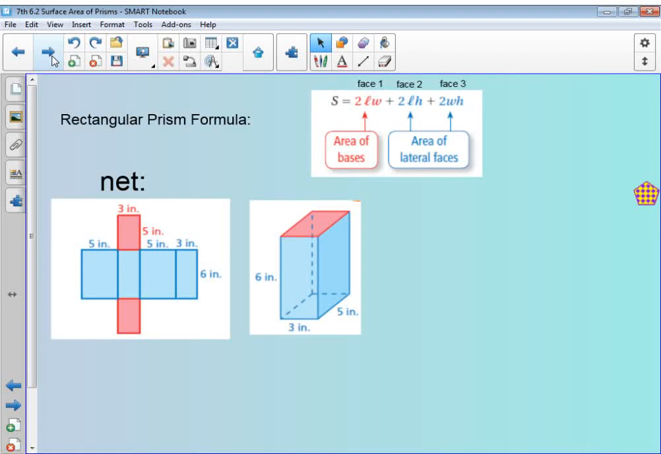Lesson, we're going to just mainly focus on rectangular prisms, and then we'll come back and do a part 2 of triangular prisms because they're solved slightly different. So there is a formula that you can use to find the surface area of a rectangular prism.